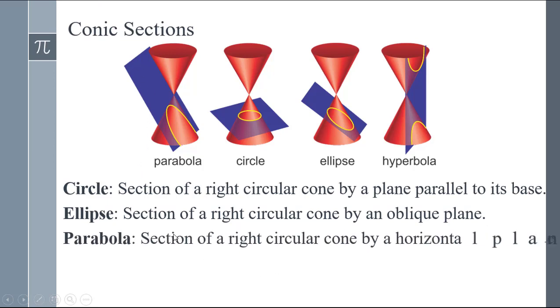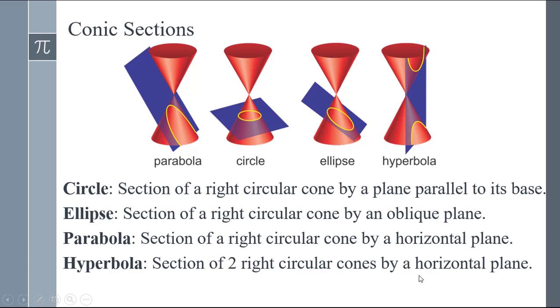The third one is parabola, section of a right circular cone by a horizontal plane. Or we can say that if we take a cone and cut it horizontally, the section which is formed is a shape like this one, and it's called parabola. Hyperbola, section of two right circular cones by a horizontal plane. Two right circular cones when have a section by what? By a horizontal plane gives you the shape hyperbola.